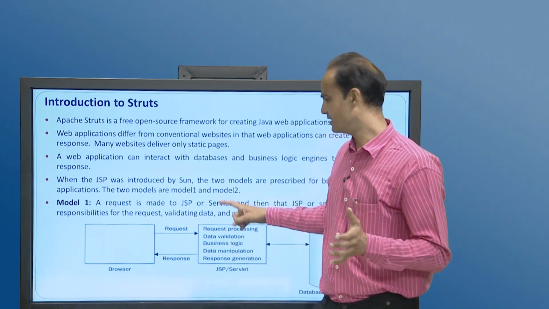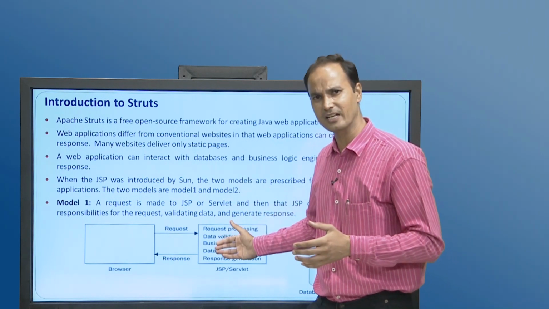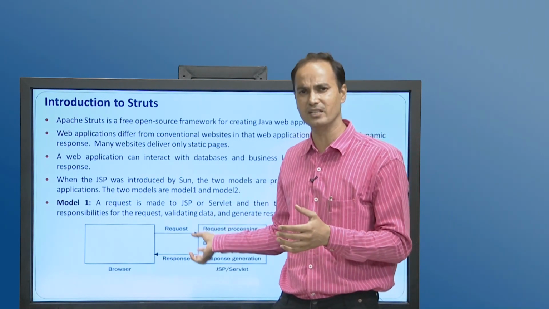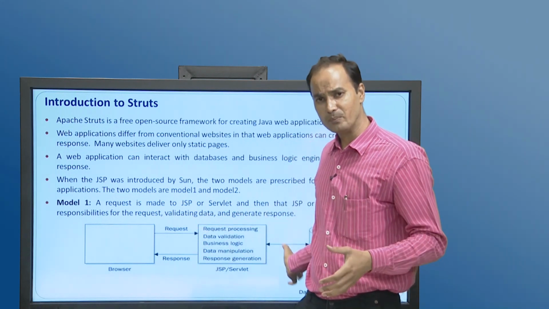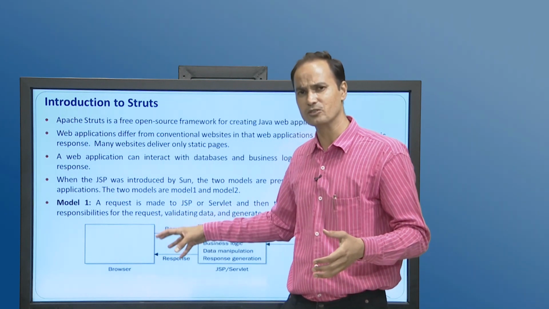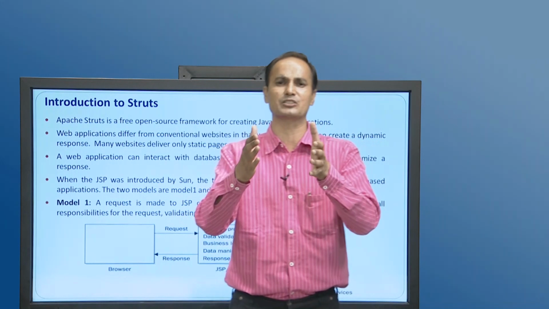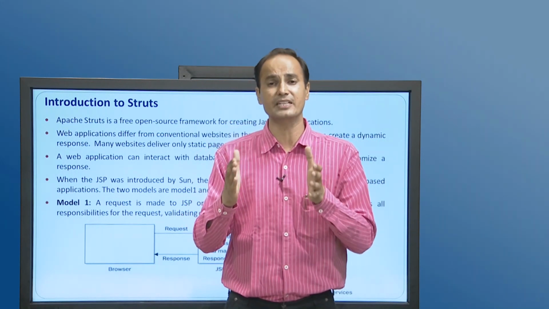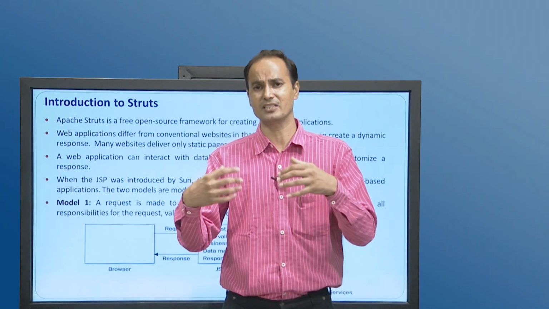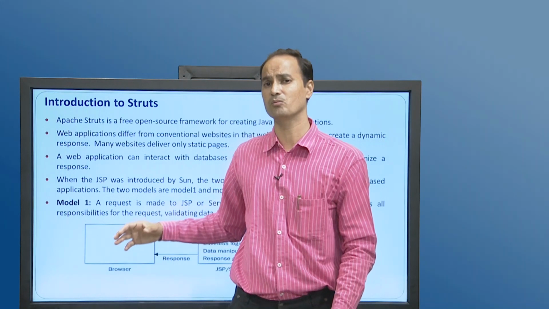It processes the request in terms of data validation, business logic, and any other manipulation of the data. It performs all kinds of tasks, fetches the data from the database as well, forms the response, and sends it back to the client. That means each and every task was carried out by the Servlet and JSP container, which were responsible for fetching the data and forming the response. So, this was all about Model 1.